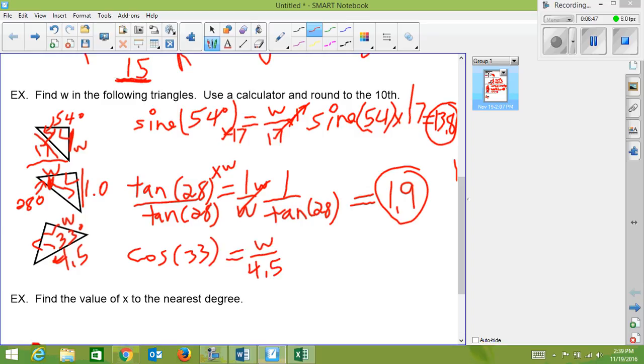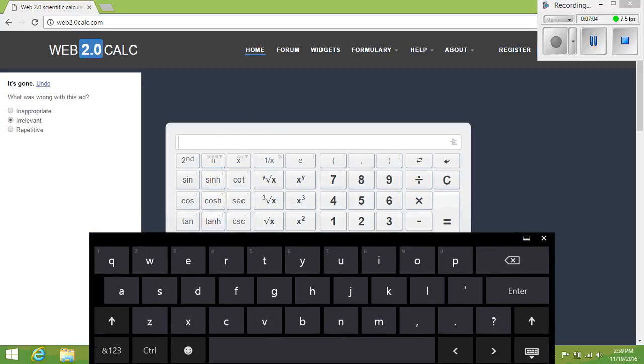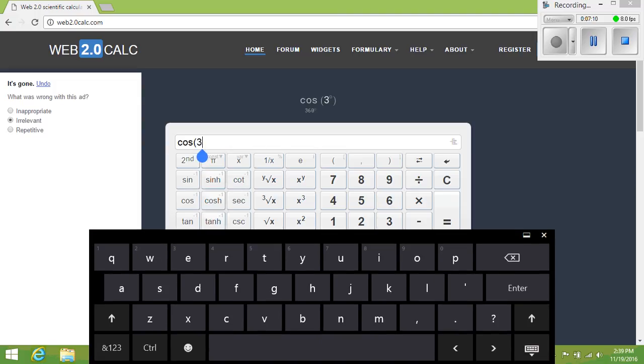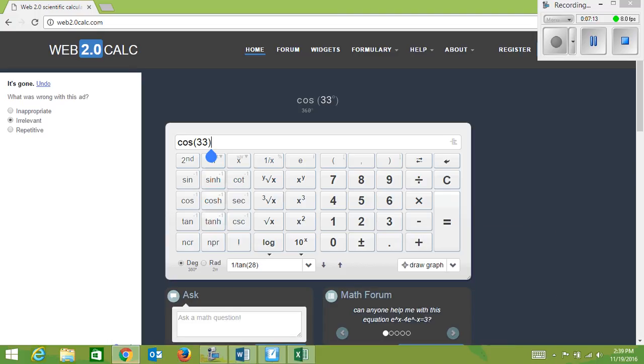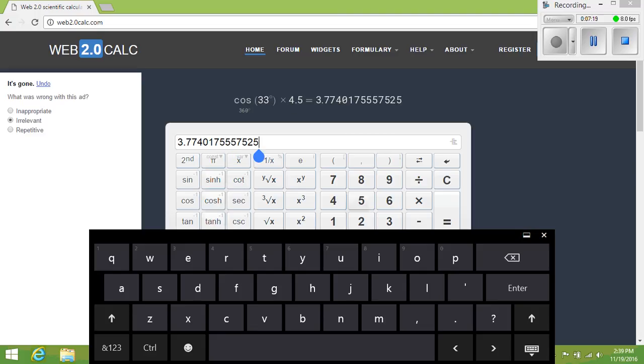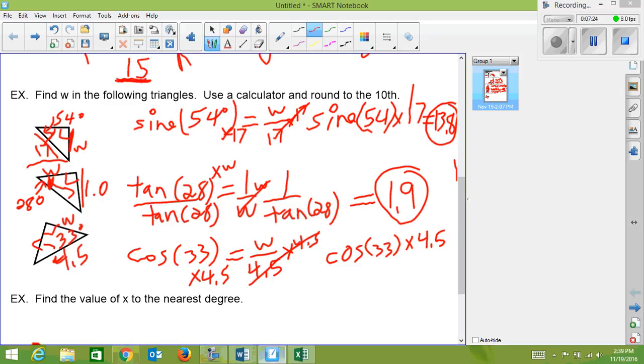Again, I'm trying to solve for W, so you get that 4.5 out of there. That's how I know how I'm going to plug it into my calculator. I'm going to plug in cosine 33 times 4.5. So I'm going to switch back to that screen and do cosine 33, close your parentheses, and take that times 4.5. And so to the nearest tenth, that is 3.8. So switch back to my other screen, plug in the answer, 3.8 for that one.